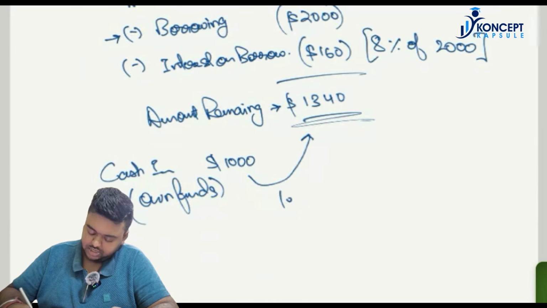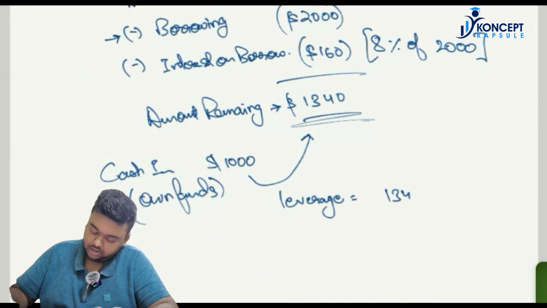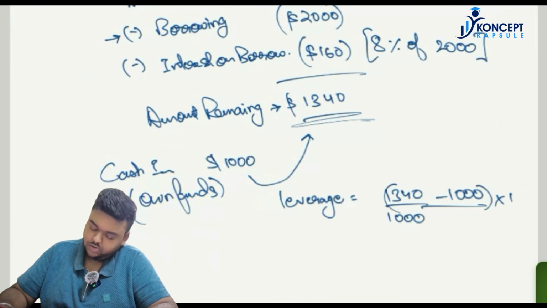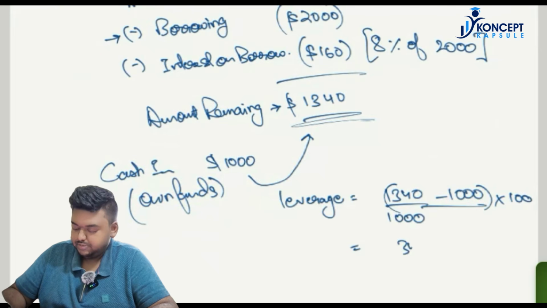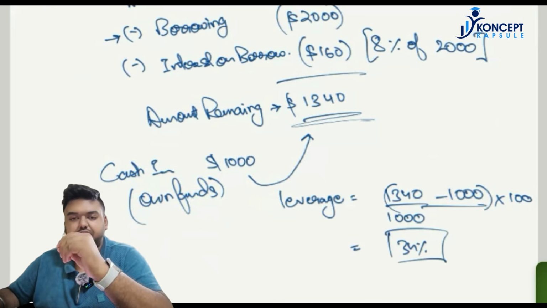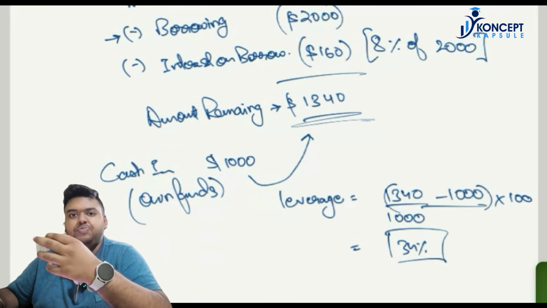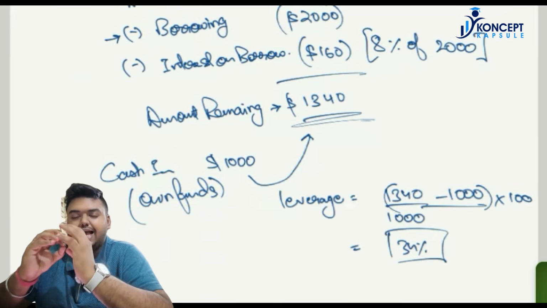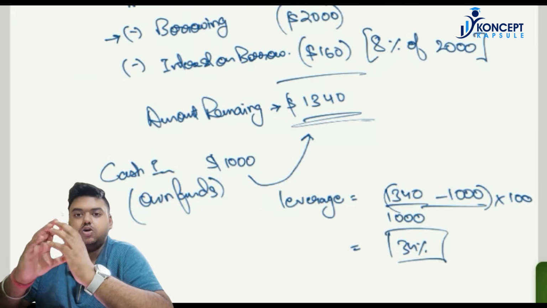So leveraged return will be (1340 divided by 1000 minus 1) into 100, which is nothing but 34%. Leveraged return means those returns which you earn on your cash investment and not on your total investment.